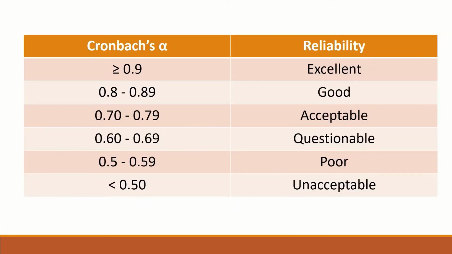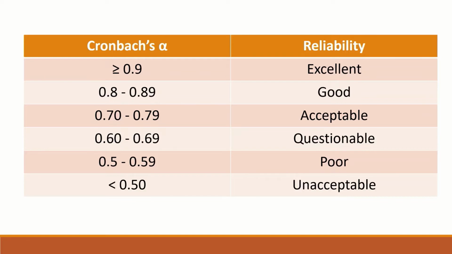In the following table, the Cronbach's alpha range is represented by reliability level. A test that is reliable and has an excellent reliability will have a Cronbach's alpha between 0.9 and above.